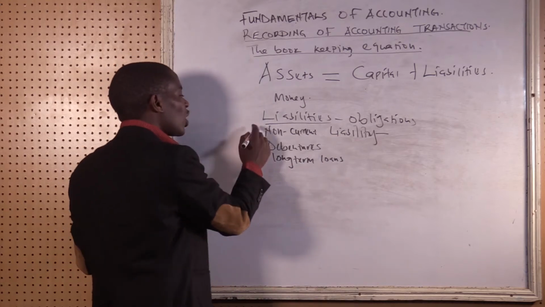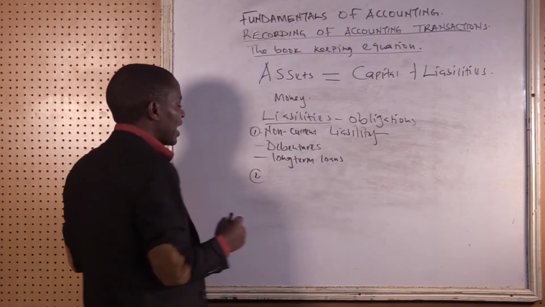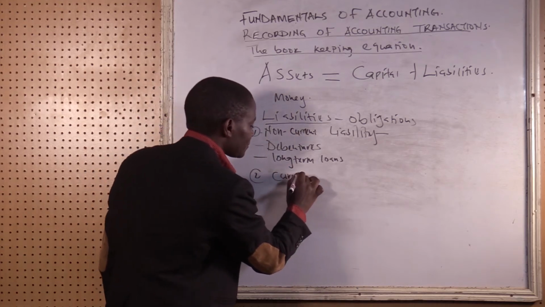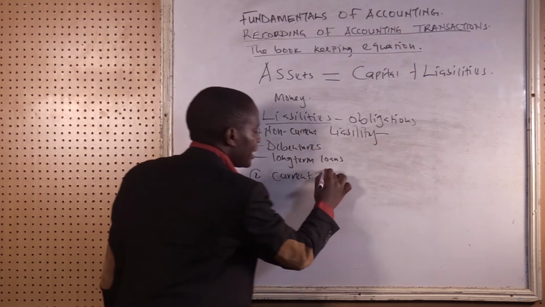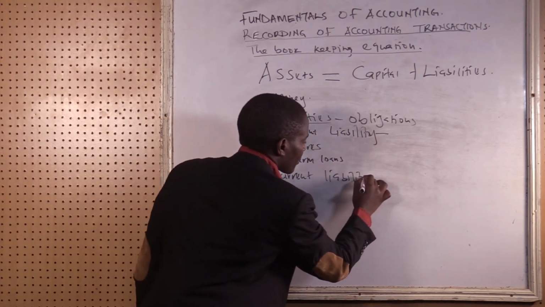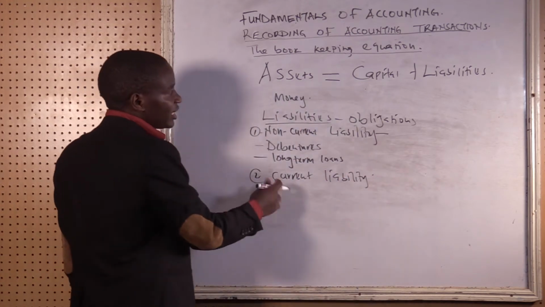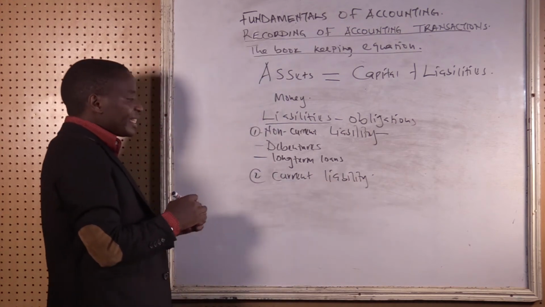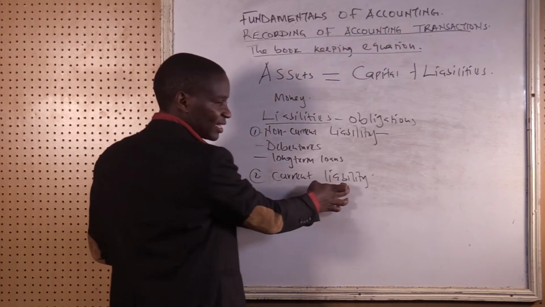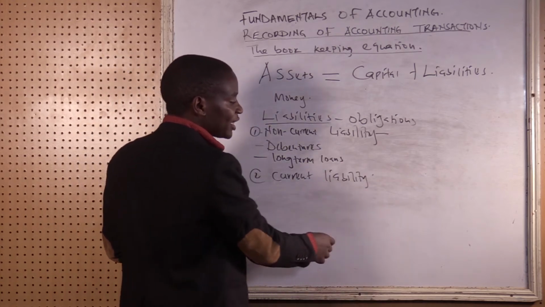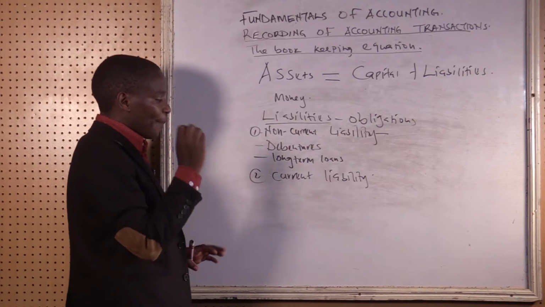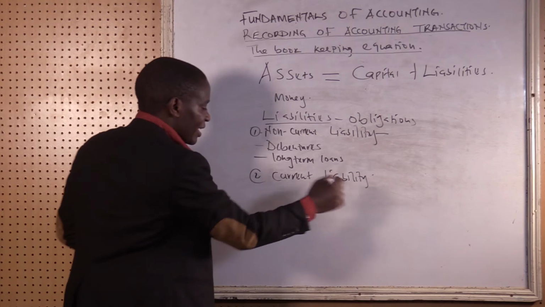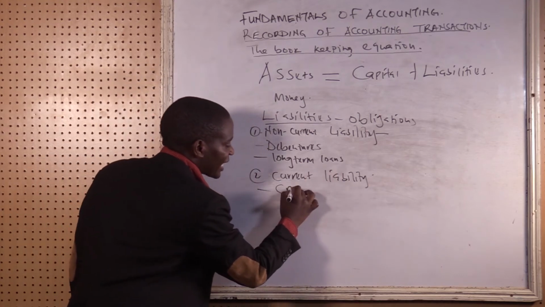Then the second classification of liability is current liability. Current liability is what we used to refer to as short-term liability. These are obligations of a business that the business is expected to honor within a period of 1 year or less. And these include things like creditors.